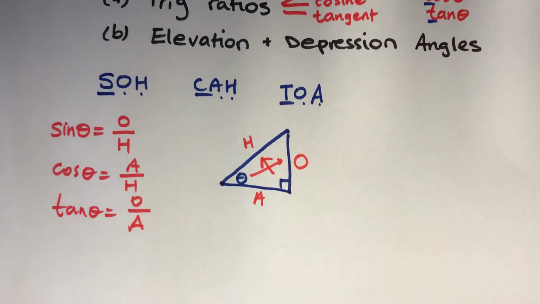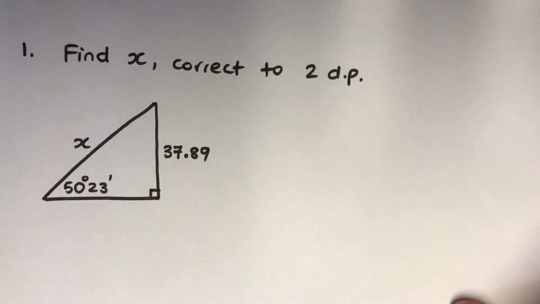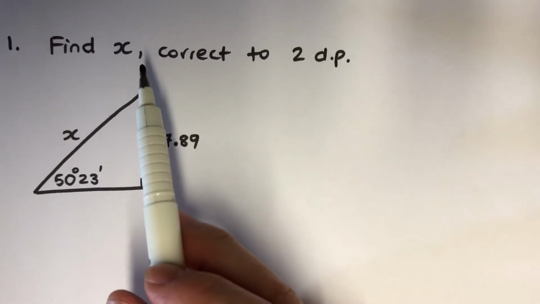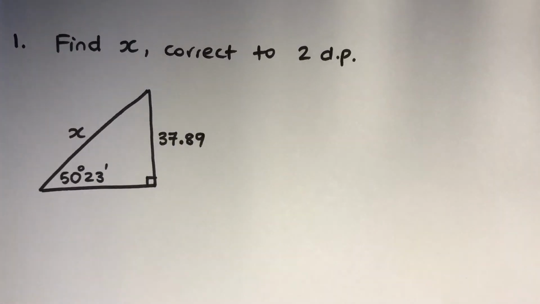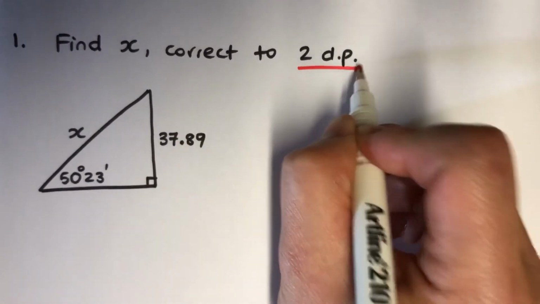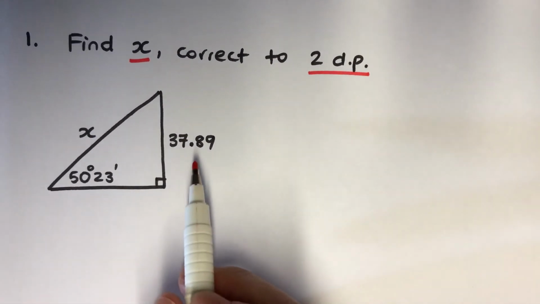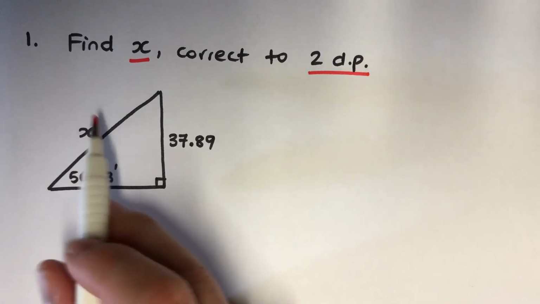All right, so let's go on with questions, guys. I think we're ready to do some questions here. So let's have a look. Find x correct to 2 decimal places. I will underline 2 decimal and x. So that's my x, and I will have to find the x value.